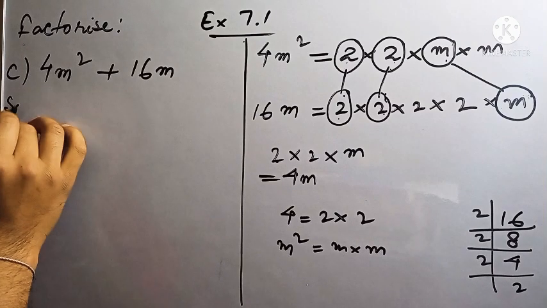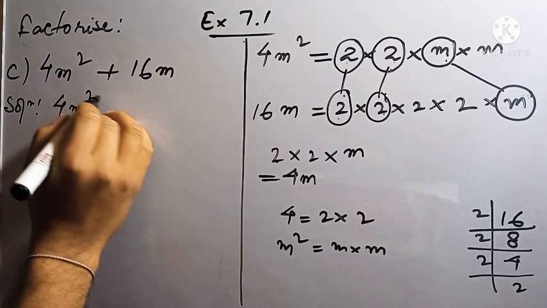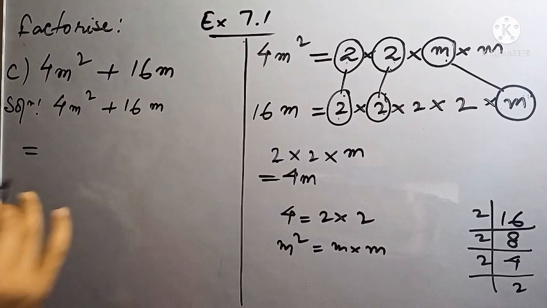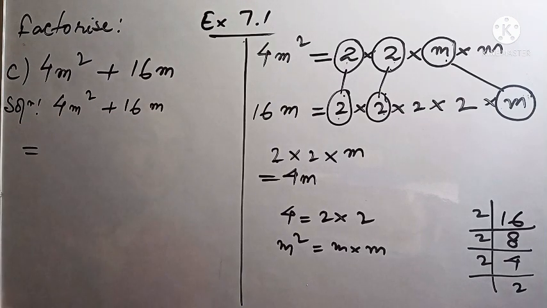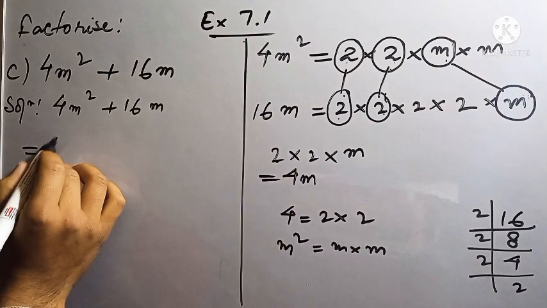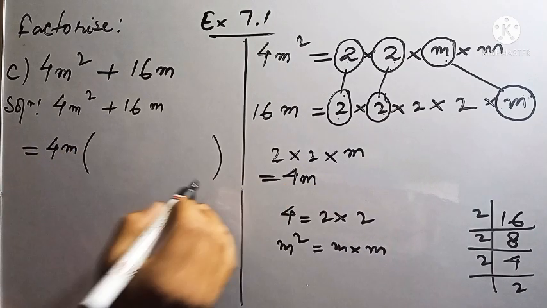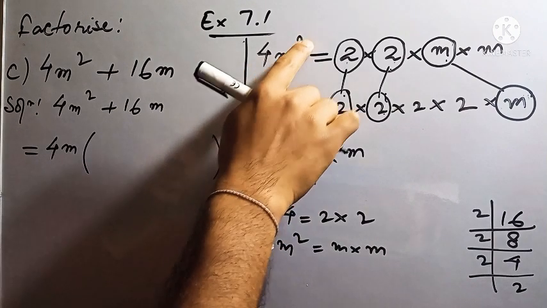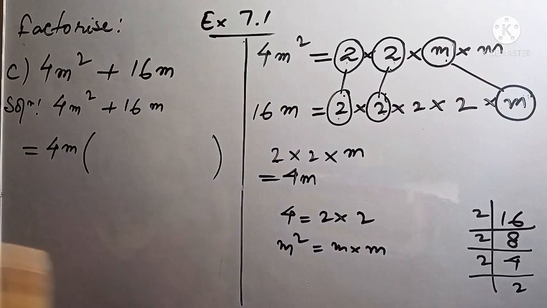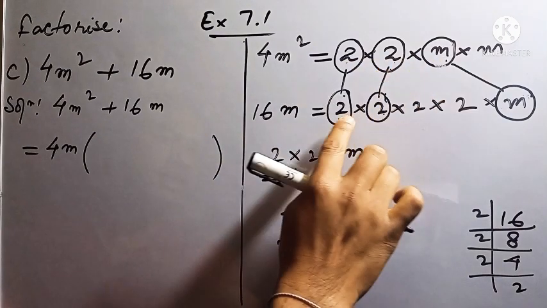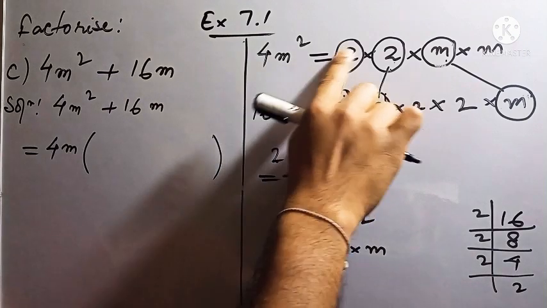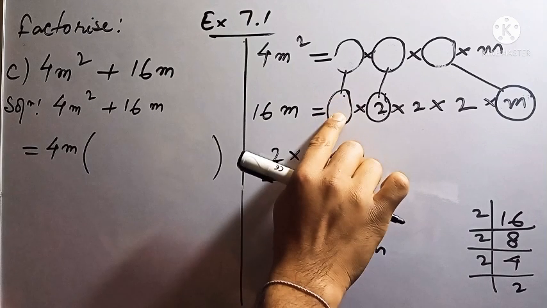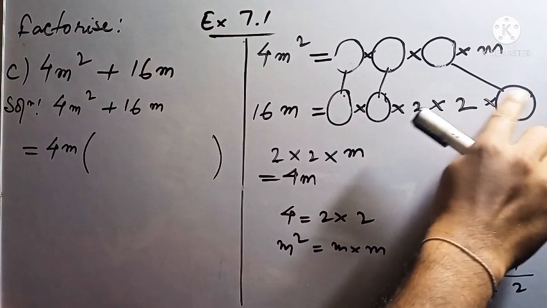So, solution now. 4m square plus 16m. From these 2 terms we have common factor 4m. So I'm going to write here 4m. Now what are the things to be written inside? From 4m square and from 16m, we have identified the common factors, 2, 2, m. So let me rub out the common factors only. These 2 let me rub, these 2 let me rub, this m let me rub. This also let me wipe out, this also, and again this also.